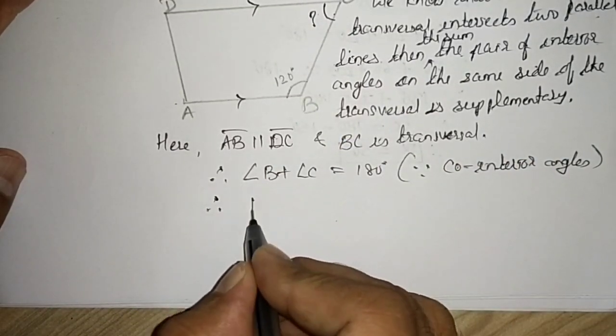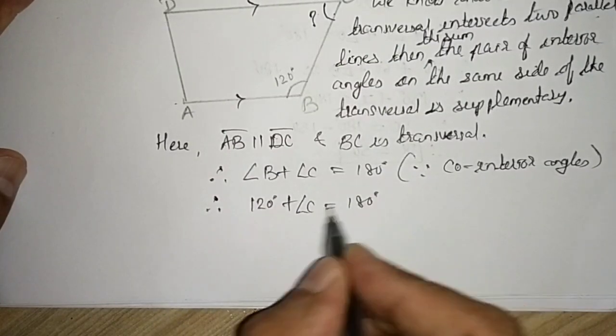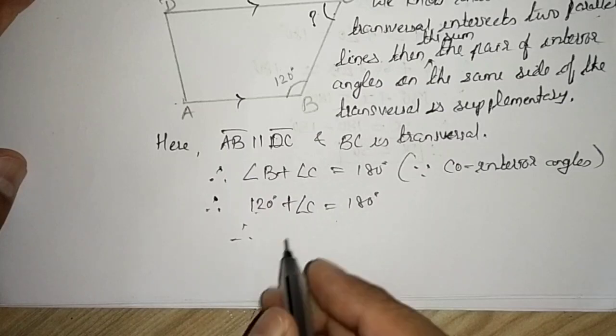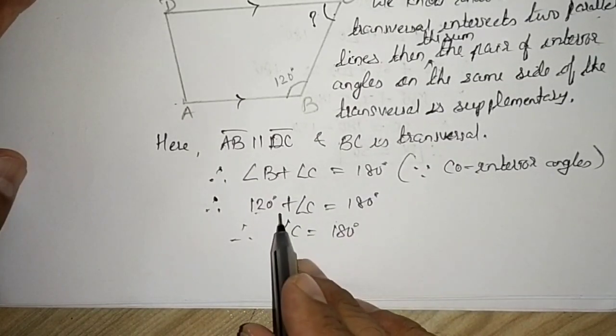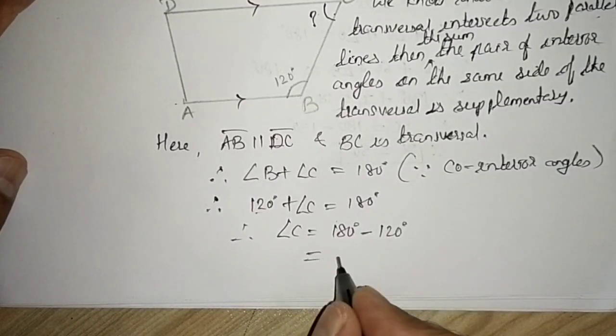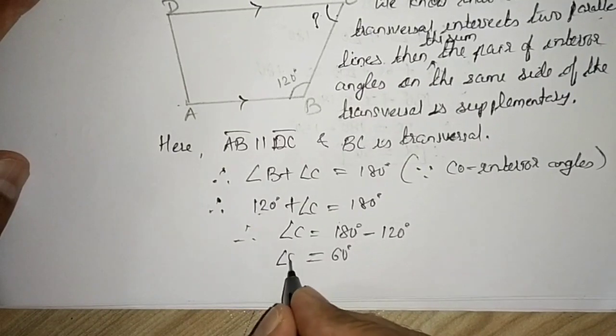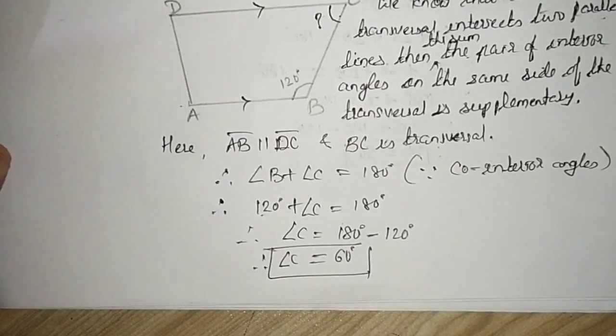Now angle B is already given as 120 degrees. Angle C we have to find. So I have written 120 degrees. Now angle C equals 180 minus 120, as the 120 which is in plus goes to that side and becomes minus. So our final answer, measure of angle C, is equal to 60 degrees.